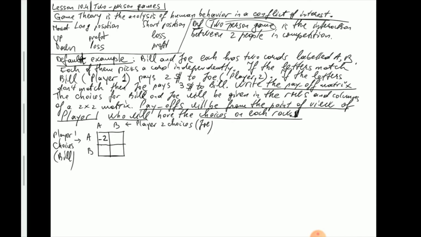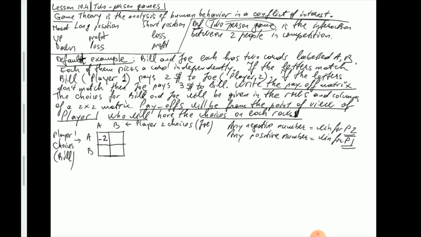So in other words, any negative number is a win for player 2. Any positive number, any positive entry, is a win for player 1. This is just by convention, because we could have switched this, but we have to make up our minds.